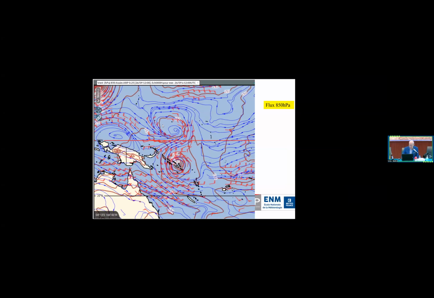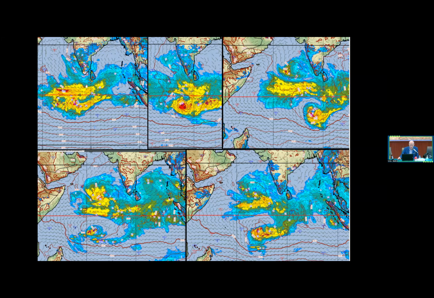Oops, that's not this one. This is also a kind of screenshot over the Indian Ocean with the rain, surface wind and mean sea level pressure. It's a sequence from top left to bottom right, a real case, and you can remember what Adrian Matthews showed us on the theory.